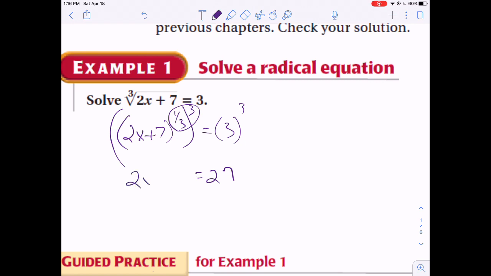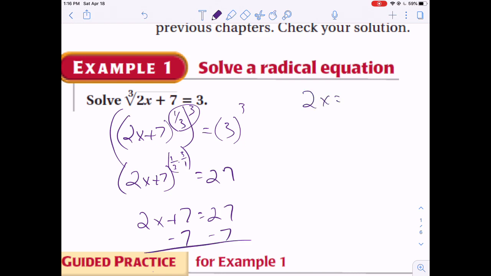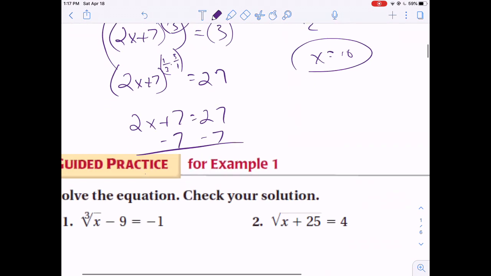So it's 2x plus 7. Now I have 1/3 times 3 over 1, correct? And those together are just going to be 1. So I'm down to 2x plus 7 equals 27. And the rest of it's cake. Minus 7, I have 2x equals 20. Divide by 2, you see it here, folks, right? X equals 10. All right.